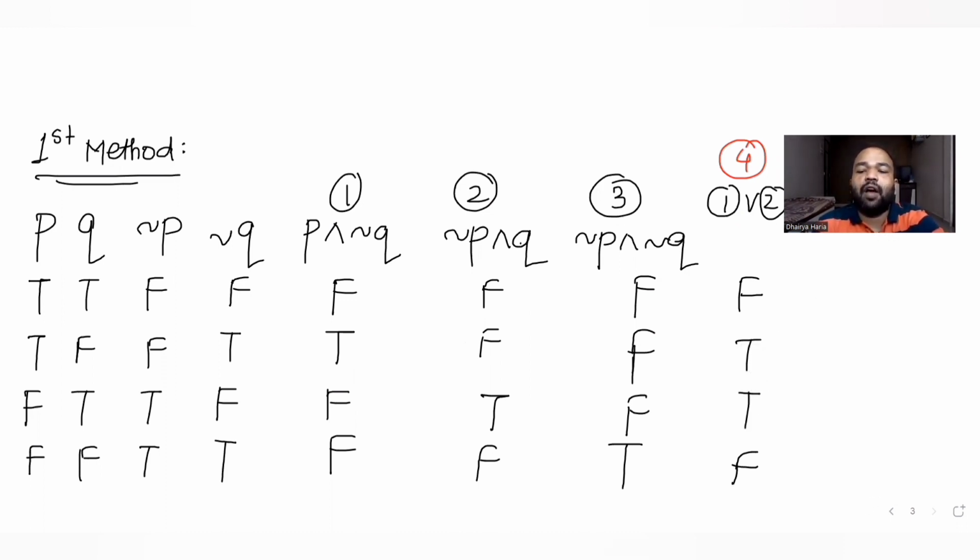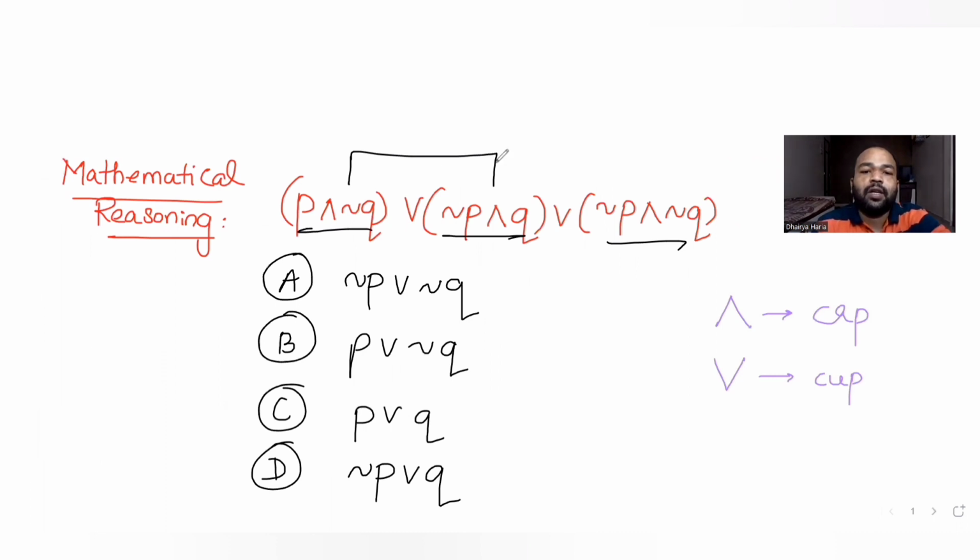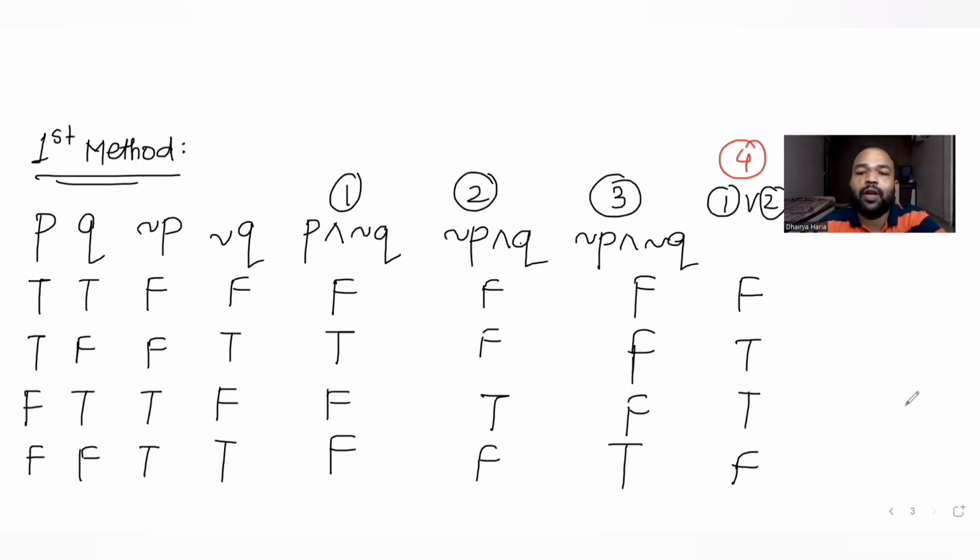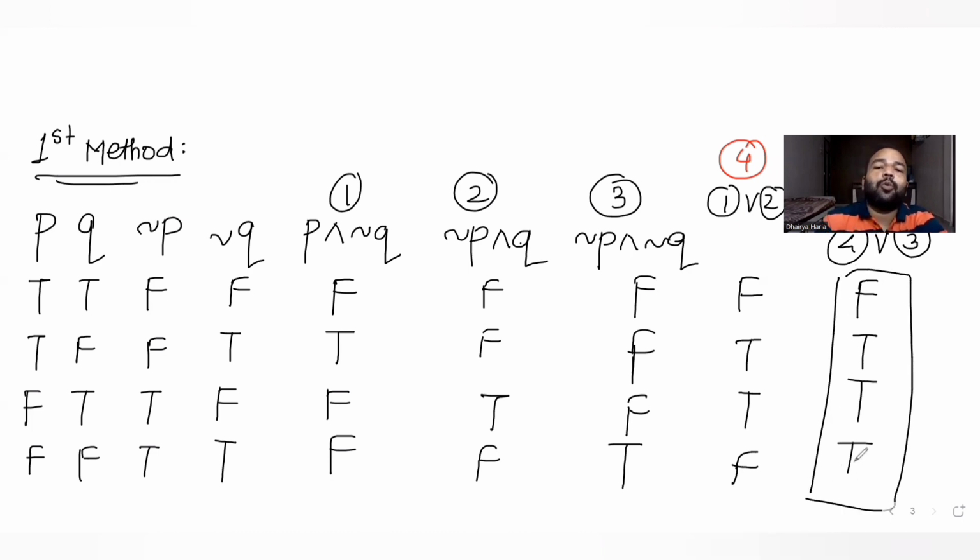And further, we have been told the final statement is this, which we have put as column 4, and this is our column 3. So if I cup 4 and 3 again, let's see what I get. F and F, that is F. This is T, this is T, this is T. We get all of them as F, T, T, T. Let's find out which of the options actually matches with this. So let's find out the options now.